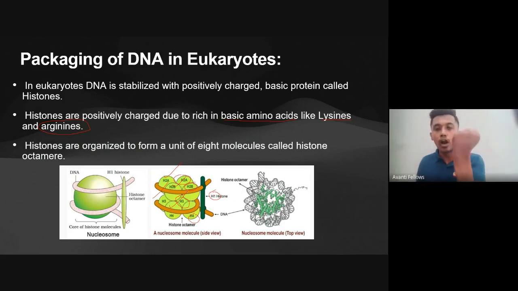Similarly, you have a ball of your histone octamer, and the DNA is wound very, very tightly. Around 150 base pairs of DNA can be wound around one histone ball, or one histone octamer.